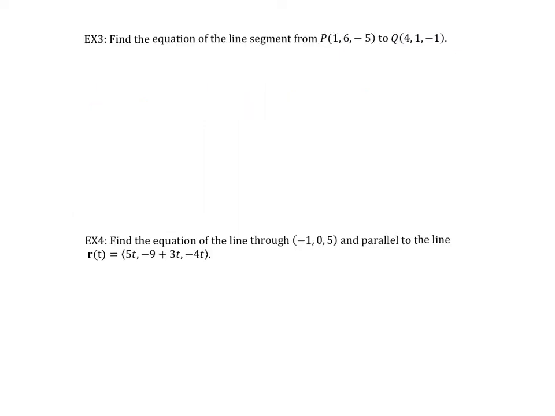Example 3, we want to find the equation of a line segment from P to Q. So we have to be careful because this is not a complete line. This is just a segment of a line, and it has a specific direction. It's going from P to Q. So when I find my direction vector, it's going to start at P and then go to Q. This is similar to something we did in two-dimensional space. First of all, I need my vector from P to Q, and again, that's Q minus P.